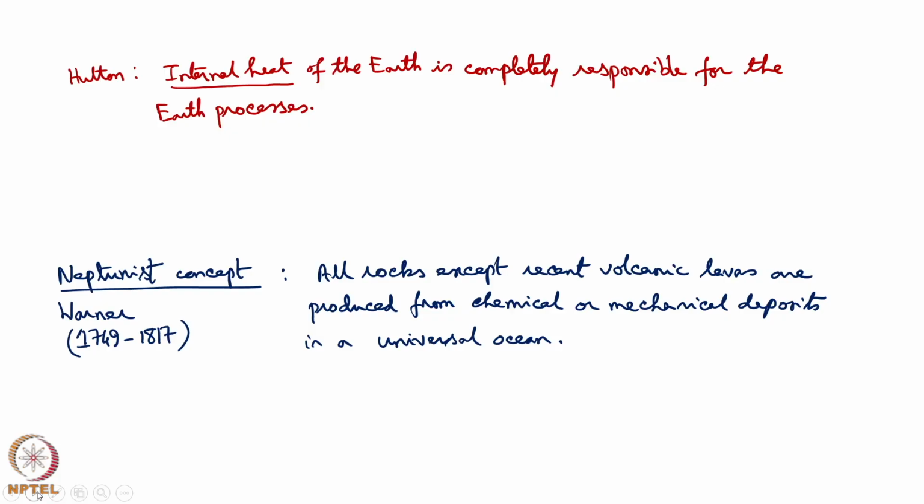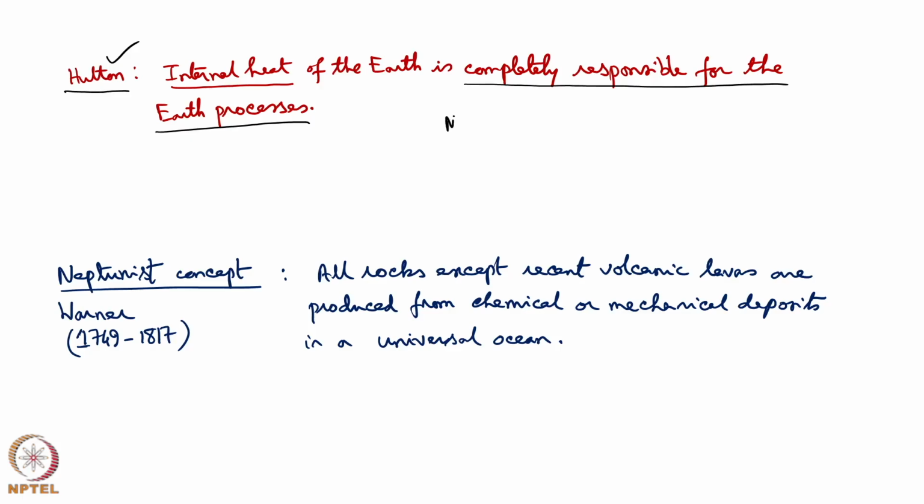Moving ahead with different other views of historical importance, Hutton also thought about the internal heat of the earth, and he said that it is completely responsible for the earth processes. What is internal heat? When the earth was formed, it was very hot, partially molten, and then it has cooled down with time. Heat is still preserved, and that internal heat is still responsible for the earth processes. This is again partially true, not completely correct.